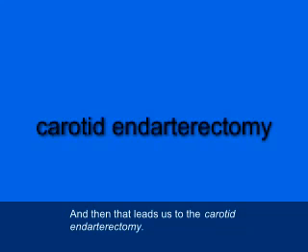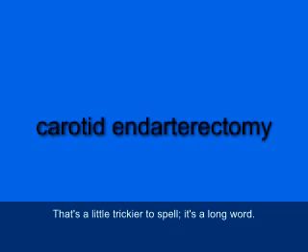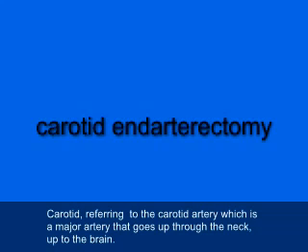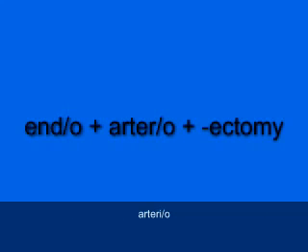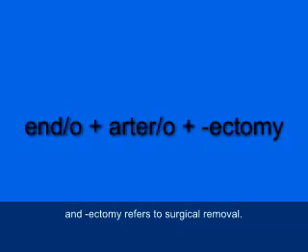And then that leads us to the carotid endarterectomy. That's a little trickier one to spell. It's a long word. Carotid is C-A-R-O-T-I-D, referring to the carotid artery, which is a major artery that goes up through the neck up to the brain. And endarterectomy has three word parts: endo, E-N-D-O, arterio, A-R-T-E-R-I-O, and then our suffix ectomy, E-C-T-O-M-Y. Endo means within, arterio refers to the artery, and ectomy refers to surgical removal.